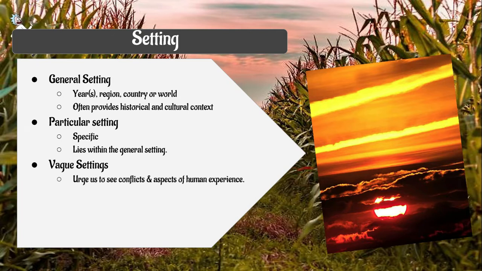We also have vague settings. Vague settings urge us to not focus so much on the setting, but to focus on the other aspects of the story. The conflicts, the human experience, the plot, the symbols, the characters. These would be things like a long time ago. Do we need to know exactly when? No, it was a long time ago. The forest. Do we need to know precisely what forest? Nope. Just a village. Just a cottage. Nothing specific. It can be anywhere.